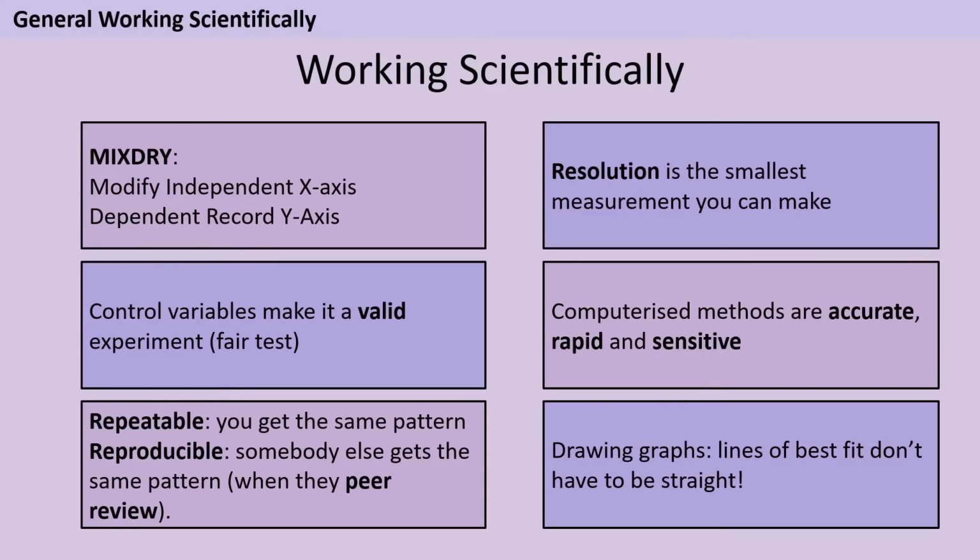If you keep doing the same experiment and you get the same results, that is repeatable. If some different scientists do some peer review where they check up on you, that is reproducible. Resolution is the smallest measurement that you can make. Computer-based methods are accurate, rapid, and sensitive. And we talked about this already, but if your data curves, your line of best fit should also curve.